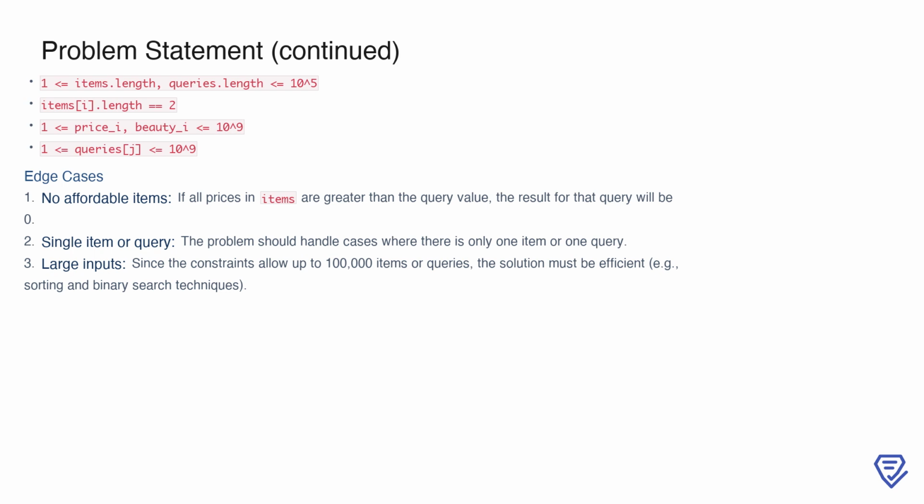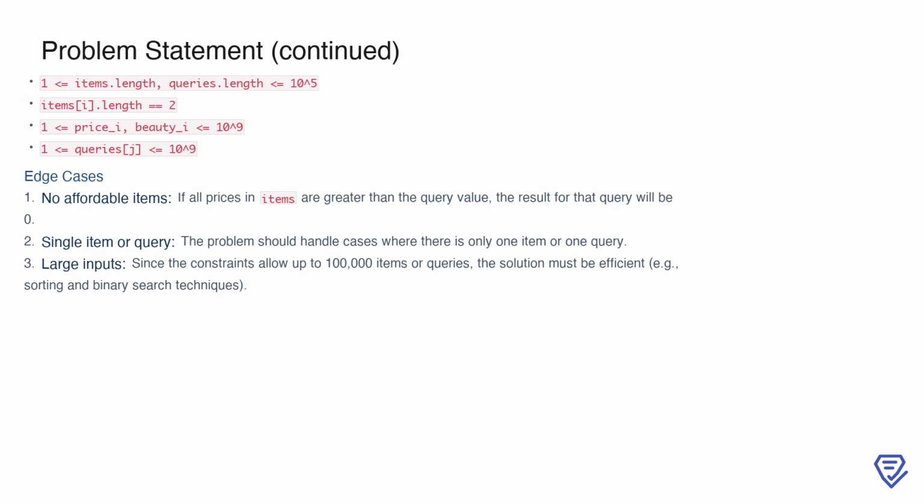The problem also comes with constraints and edge cases to consider. First, the number of items and queries can go up to 100,000, so the solution must be highly efficient. Each item in the items array contains exactly two values, price_i and beauty_i, both of which can be as large as 1 billion. Similarly, the queries can also have values as high as 1 billion. Some edge cases to handle include scenarios where no items are affordable for a query, in which case the result should be 0. The problem should also work properly when there's only one item or one query. Given the large input size, techniques like sorting and binary search will be essential to solve this problem within a reasonable time frame.